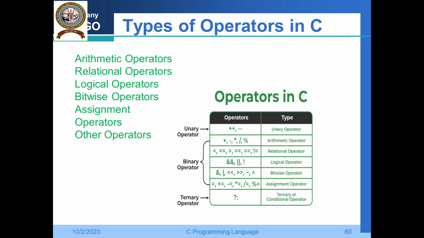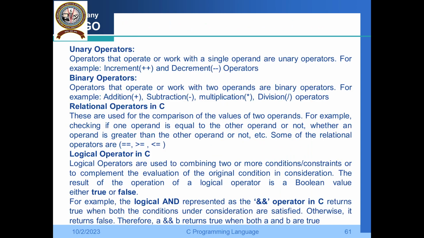Similarly, we can go for the ternary operators, also called conditional operators, right? So these are the different operators in C. Now one by one, at least some of the operators we will discuss here. Now we are going for the unary operators.